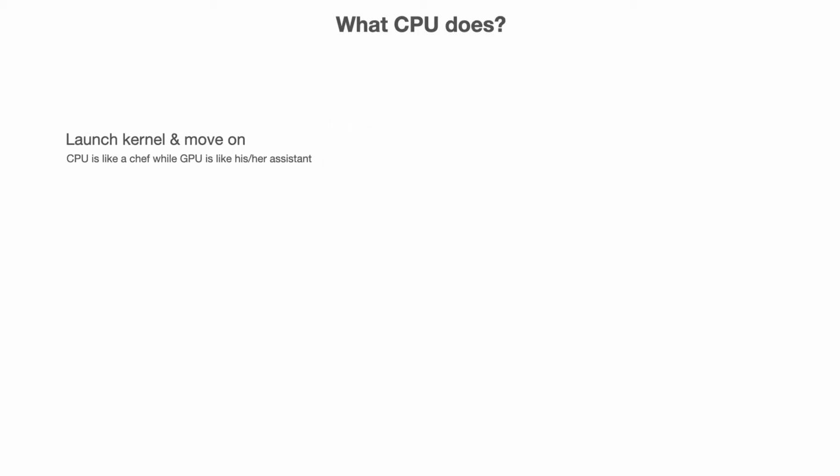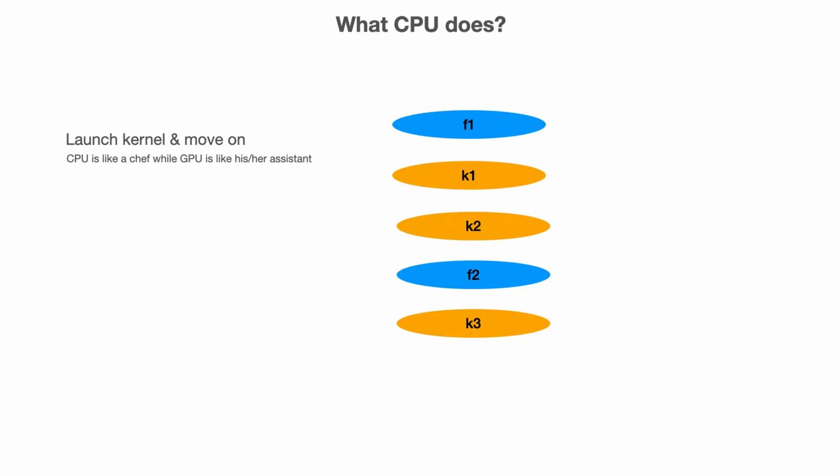In this video, we're going to understand the CPU-GPU interaction, specifically from a synchronization perspective. What does the CPU do? Every program starts from the CPU. The CPU acts like a chef, while the GPU acts like his assistant. The CPU gives commands to the GPU to execute a particular task, but the CPU overall controls it. The CPU gives the instruction and decides whether the task should be executed or not. So the CPU simply launches the kernel and moves on.